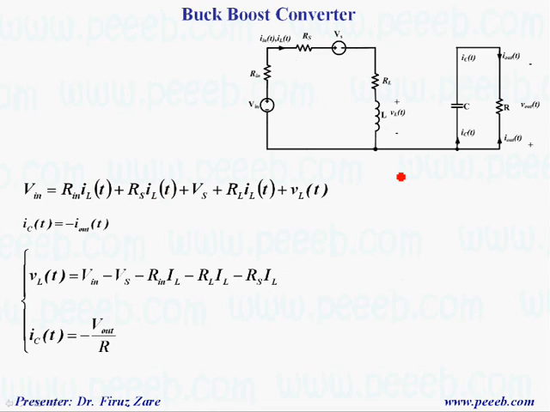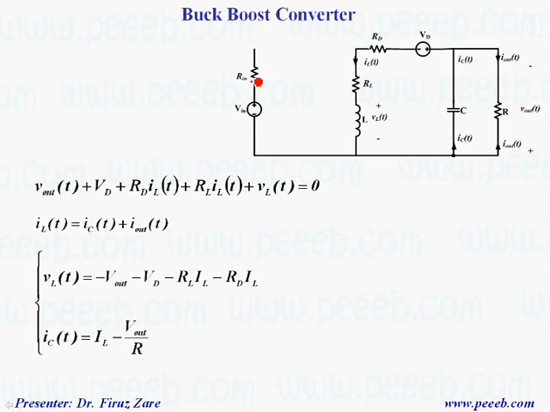So when the switch is on, we can write the equation. Basically, input voltage equals the voltage drop across these components plus the voltage across the inductor, which is given here. And in this case, the capacitor current equals minus I out. Suppose the ripple is not significant, then we can rewrite the equation again here.